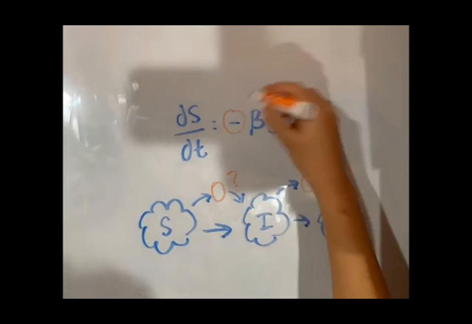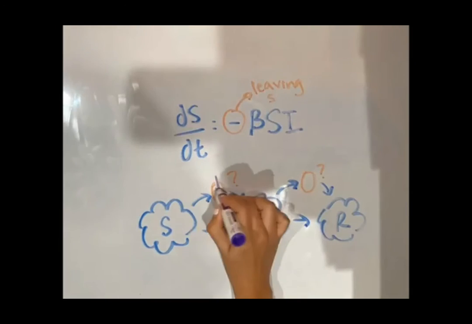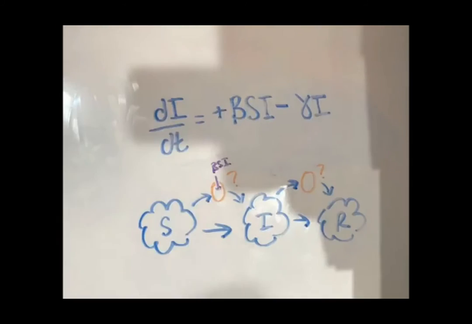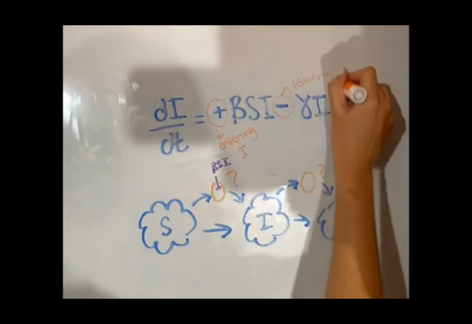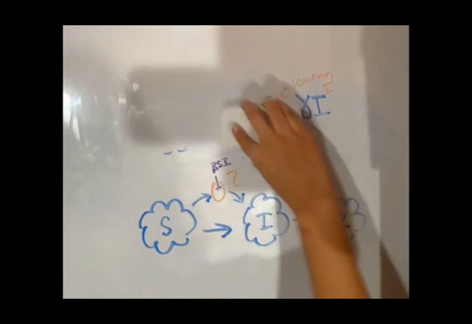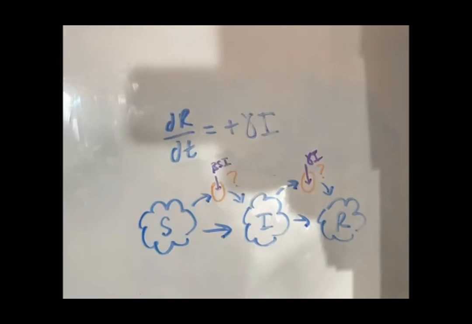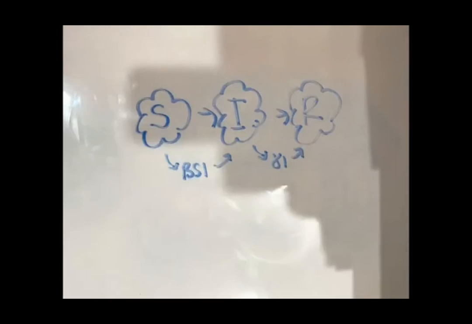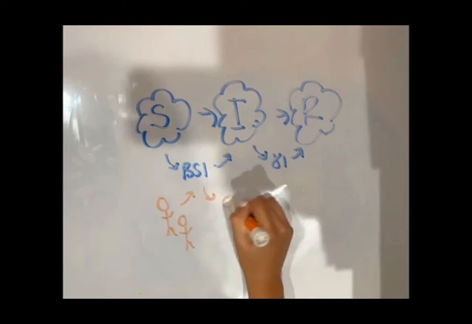dS/dt is represented by negative beta SI, and the negative shows the people leaving S, and therefore entering I, which is why for dI/dt, it's positive beta SI minus gamma I, where the negative shows the people leaving I. And dR/dt is positive gamma I for those who are entering R. Now we have a cohesive chart showing how people move between each of these groups.